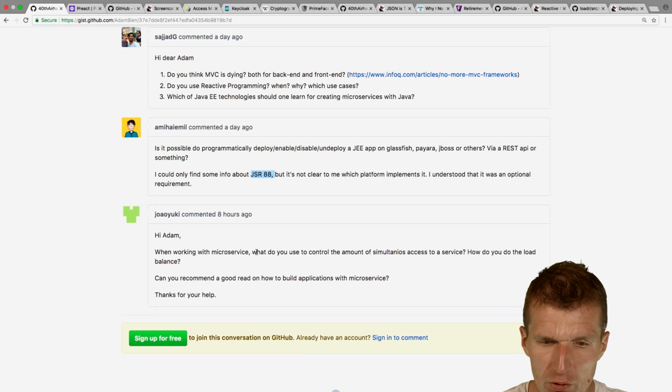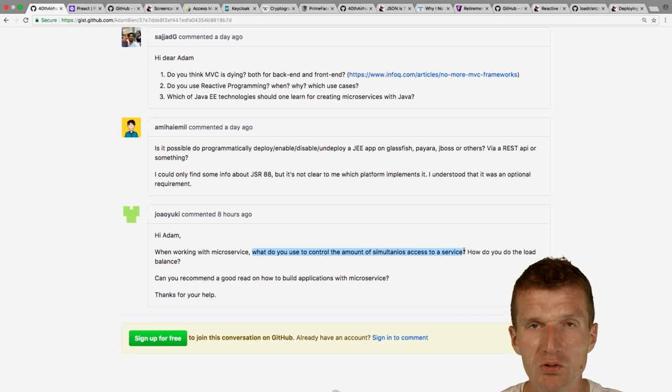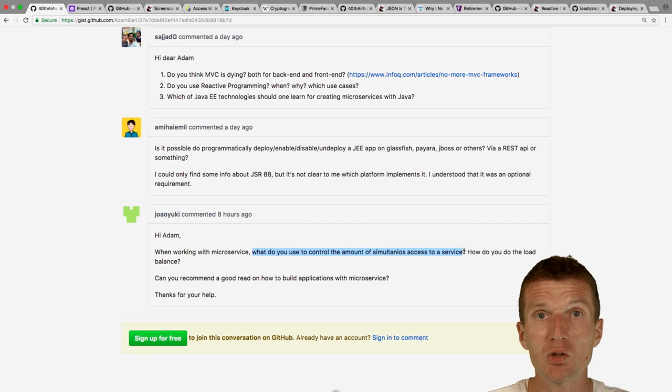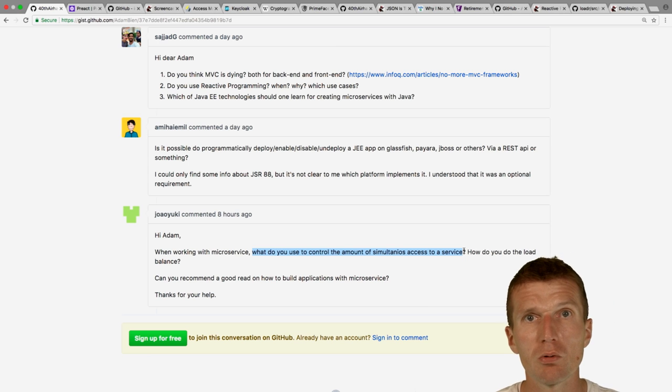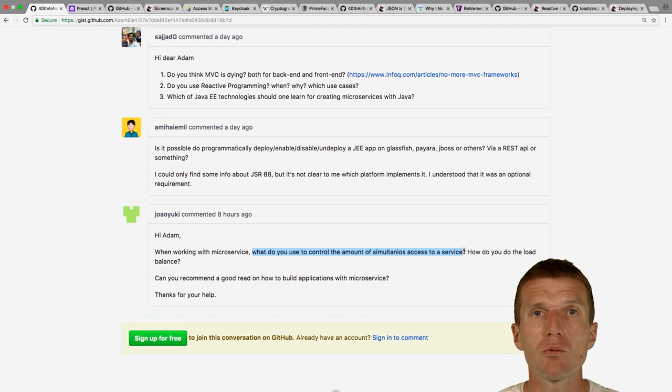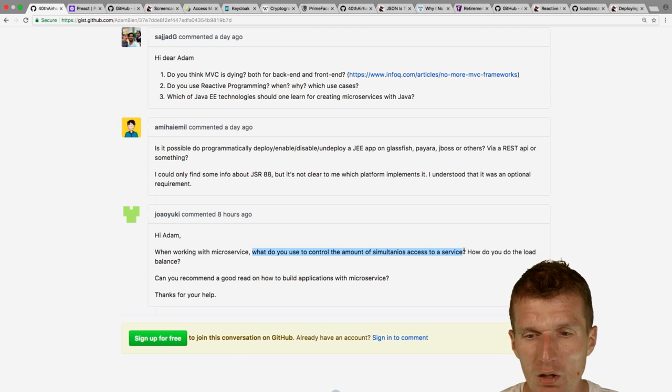Okay, when working with microservices, what do you use to control the amount of simultaneous access to a service? Great question. Built in. The simplest possible is @Stateless and max pool size. So it works for ages. This is a built-in denial of service attack preventer. And more sophisticated cases use something like Porcupine, what I showed already. So you can configure thread pools individually and have a limited amount of threads per service.